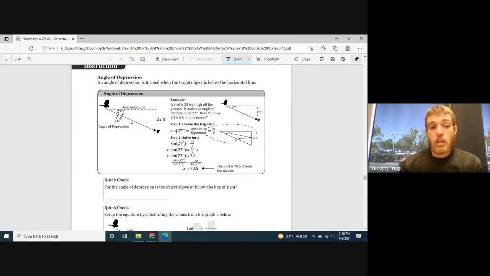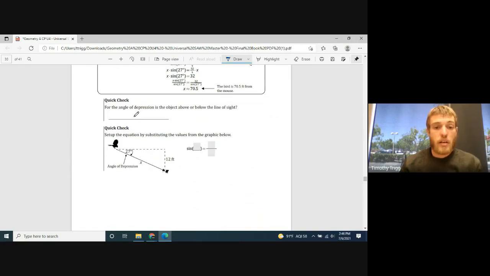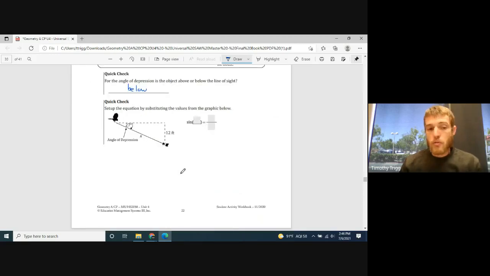Now we talked about angle of elevation. An angle of depression is just an angle going down. So from the bird's line of sight here, this angle going down to the mouse is an angle of depression. It's an angle going down. So angle of depression is when the object is below the line of sight. Now, I want you to just focus on the triangle. Don't bother paying much attention to the pictures here. Just focus on the triangle.